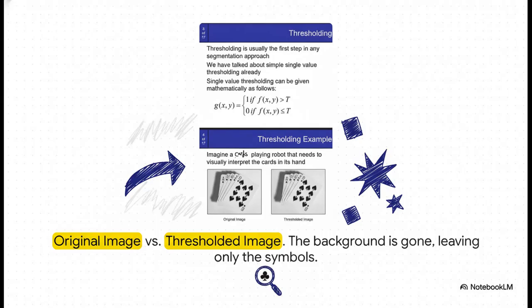And when it works, wow, the result is incredible. On the left, you see the original image with all its subtle shadows and textures. And on the right, the thresholded image. All that noise is just gone, leaving behind these crisp, clean symbols that a computer can easily recognize. Problem solved, right? Well, not so fast.